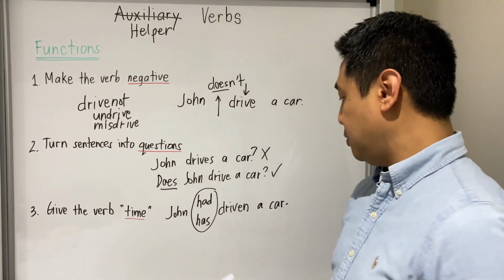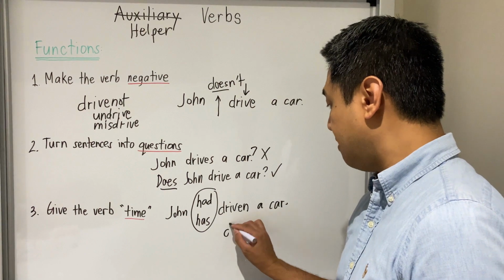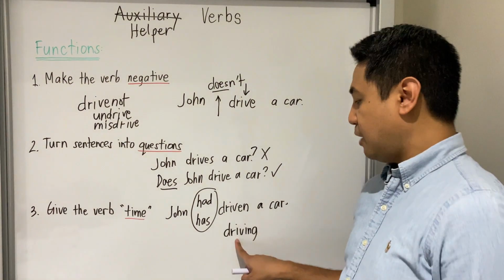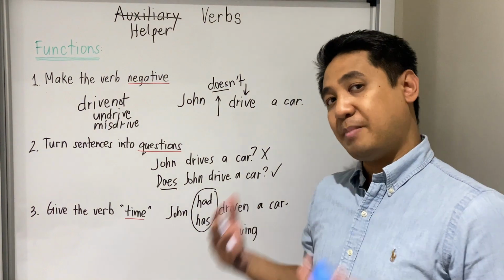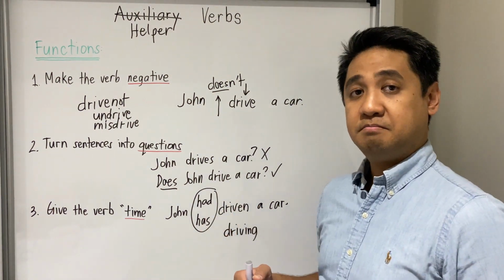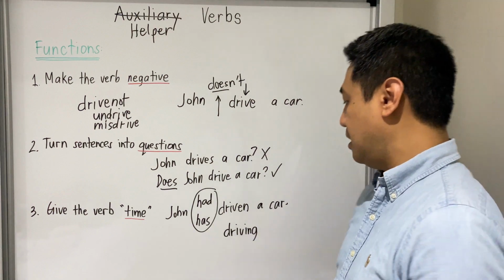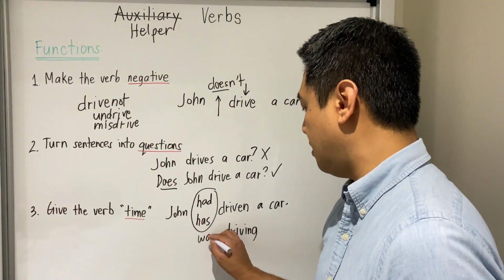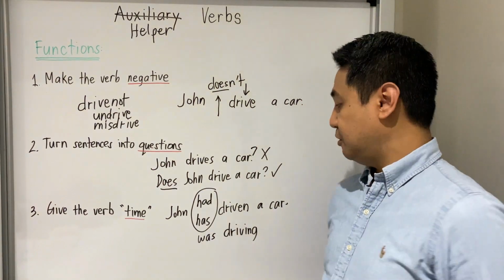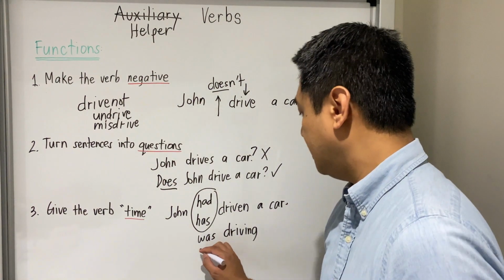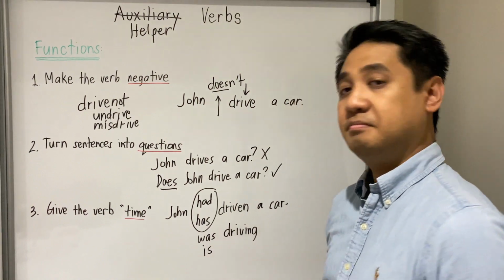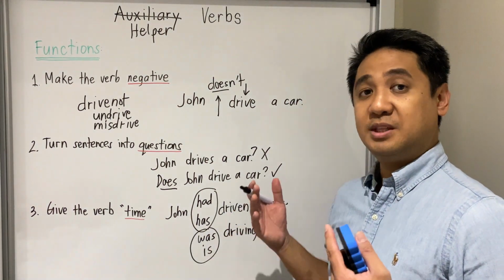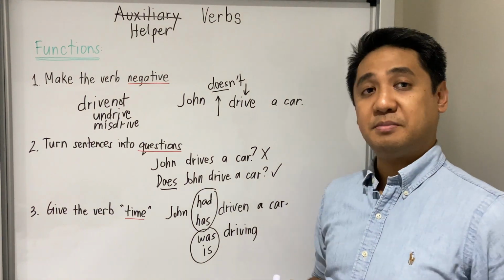The same is true for verb ing, driving. If you just look at that word, you don't actually know if it's past, present, or future. It needs help. So, how do you make that past? Was driving a car. How do you make it present? Is driving a car. So again, these auxiliary verbs show you the time, not the participle.